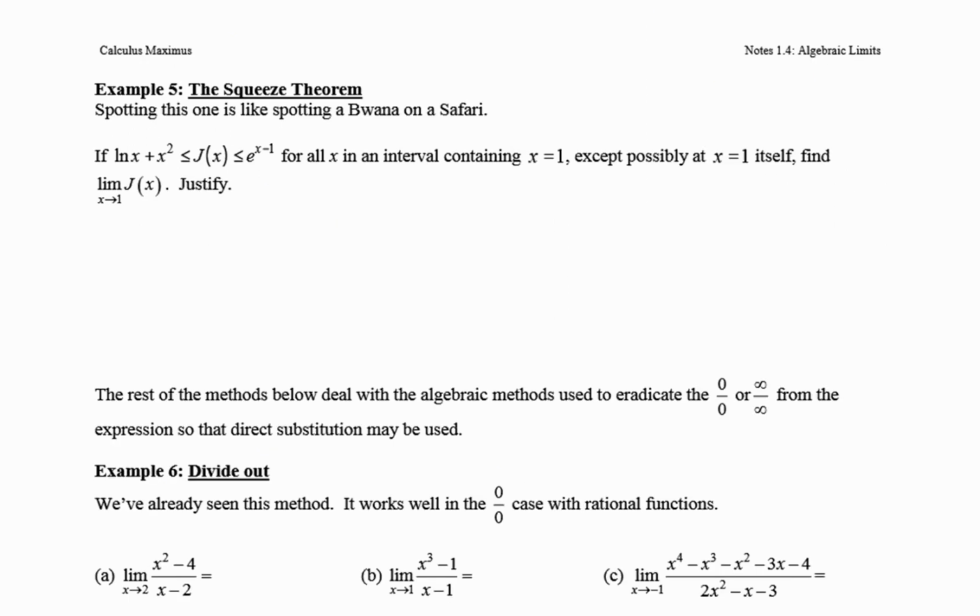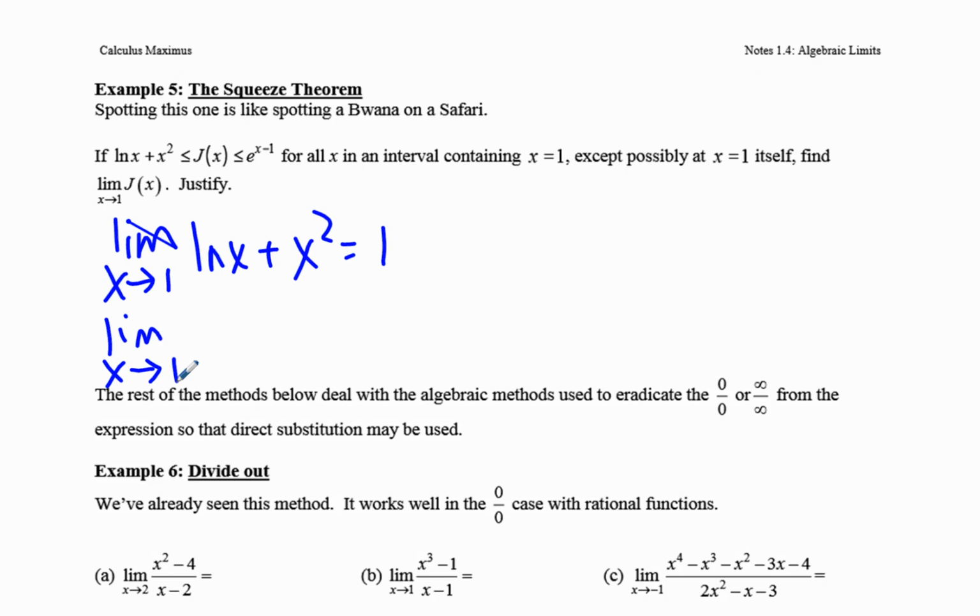Okay, the squeeze theorem. This one was pretty easy to recognize. Here we have to find the limit as x approaches 1. Well, we just take both sides. What's the limit as x approaches 1 of ln of x plus x squared? So 0 plus 1 is 1. What's the limit as x approaches 1 of e to the x minus 1? 1 minus 1 is 0, e to the 0 is 1. And remember, we learned how to write that out.